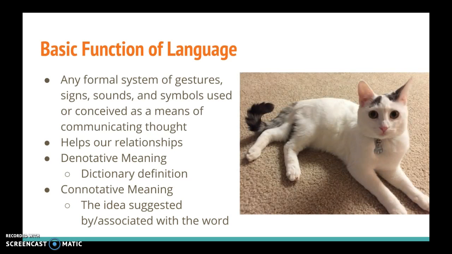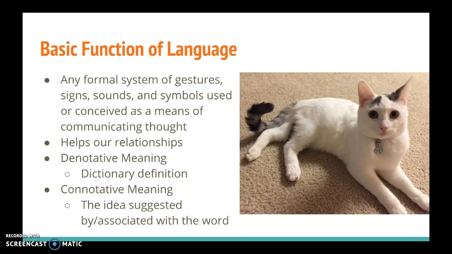This is my cat, for example. This is what I think of when I think of the word cat, right? I think of my little kitty, Minnie. And so this is the idea that's suggested by the word cat for me, right? Connotative meanings are very innate to the person. That's what the word means to us.